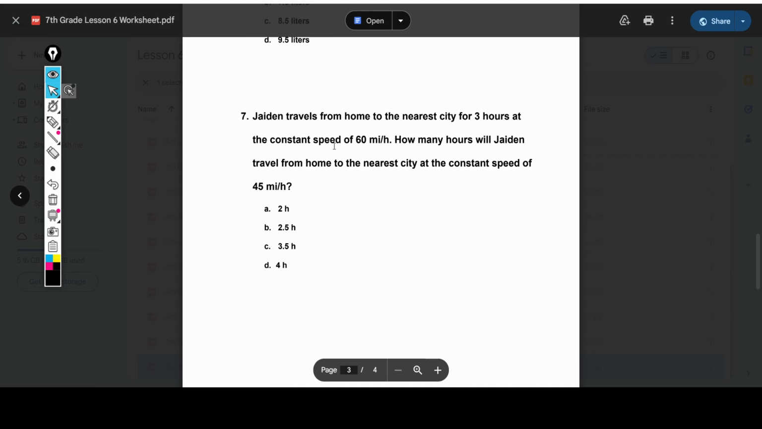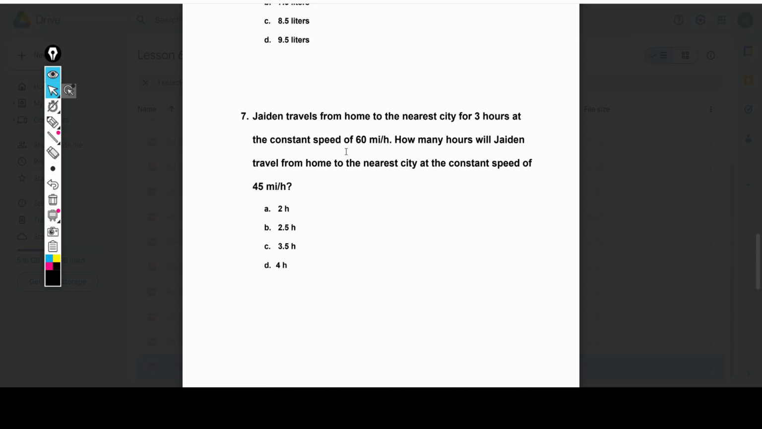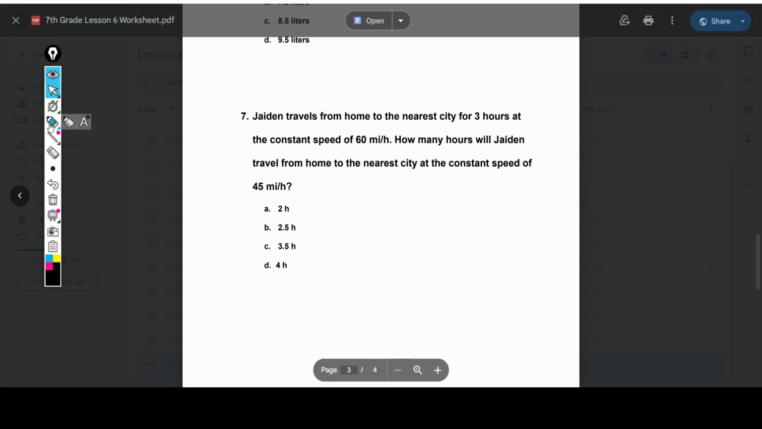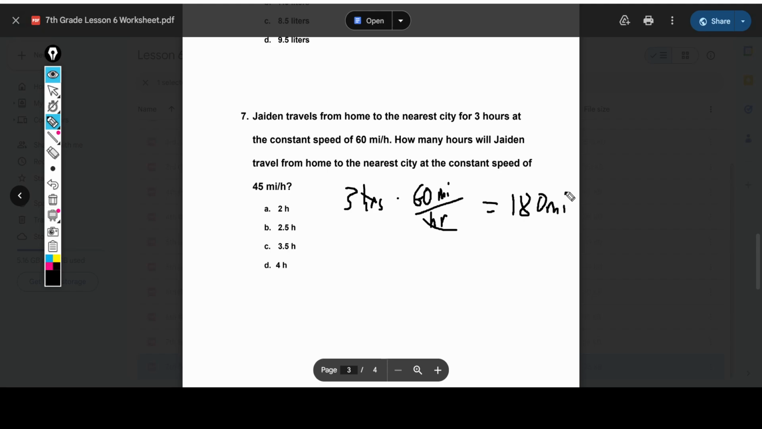Next, we have Jaden traveling home from the nearest city. So he travels for 3 hours at 60 miles per hour. Now 60 miles per hour, you can write mph, but I will write 60 miles per hour like this. That way you can clearly see that these can cancel out. And when you multiply, you'll get 180 miles. So his home from the nearest city was 180 miles.